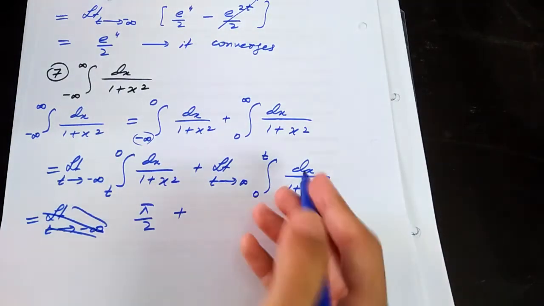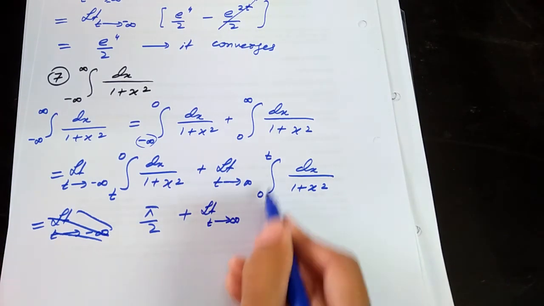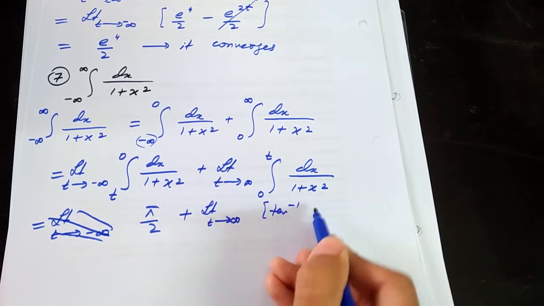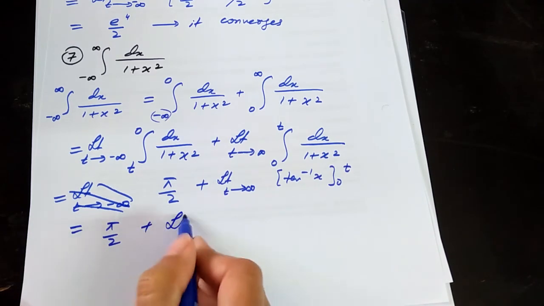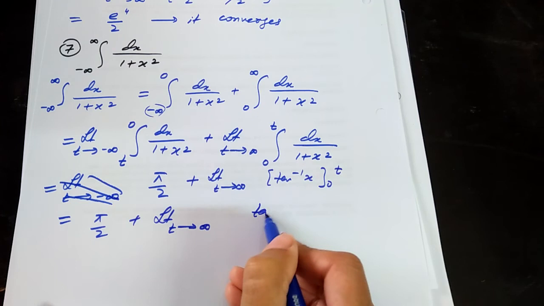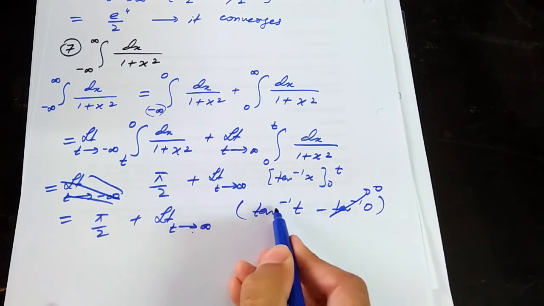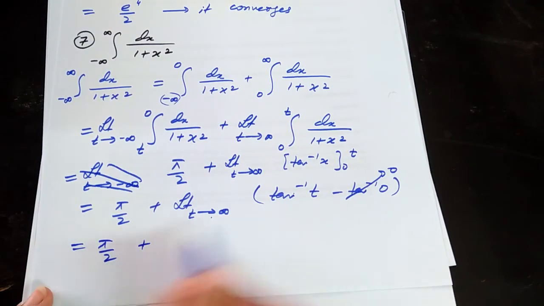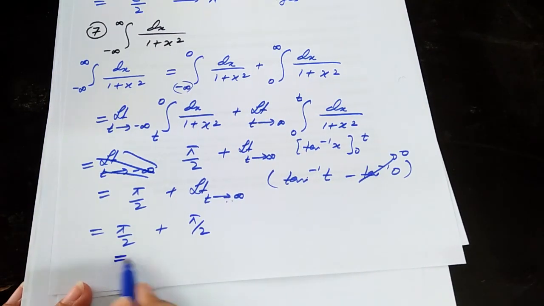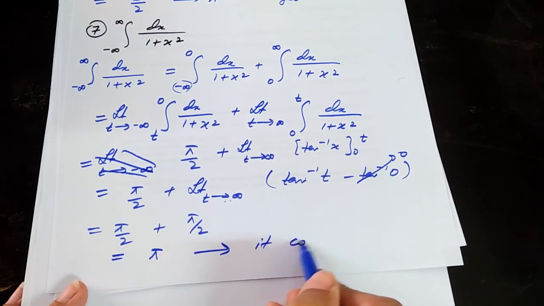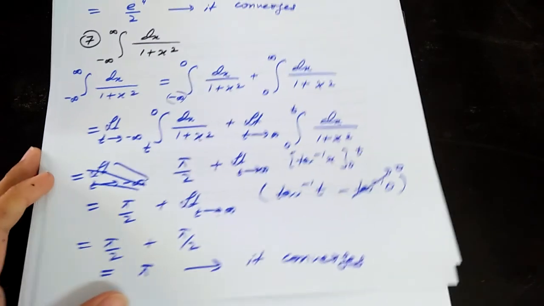And plus this term will become, let me solve it as well, the limit as t approaches infinity. This term will give us tangent inverse of x from 0 to t. So this will be equal to pi by 2 plus the limit as t approaches infinity of tangent inverse of t minus tangent inverse of 0. This term goes to 0. Now apply the limit here. After putting the infinity here, tangent inverse of infinity will give you pi by 2. So the answer will be pi. So it means it converges. The given integral converges. So this is the answer for your question number 7.